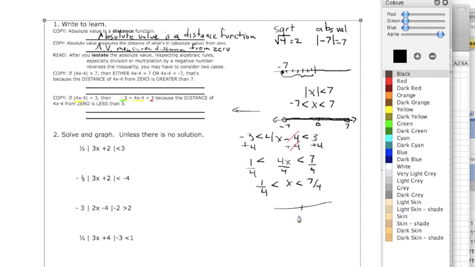Plotting that on the number line, 0. Here's positive 1/4. Here's positive 7/4, and these should be open dots. And it should be shaded, and we label it like that. I'm not watching the time, so I'll do a second video here where I'll do each one of these problems.